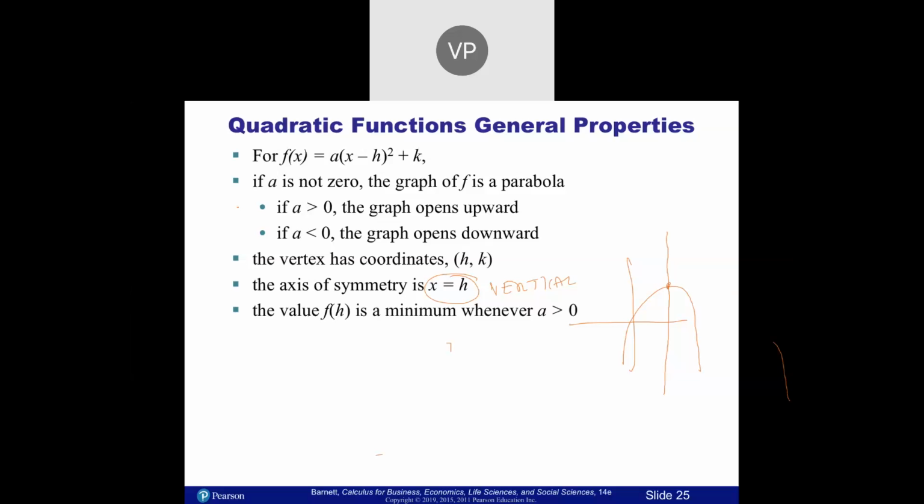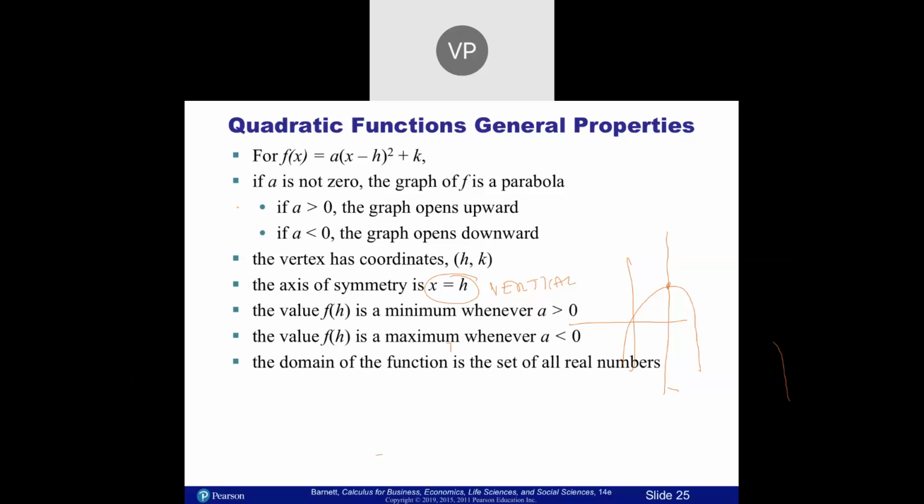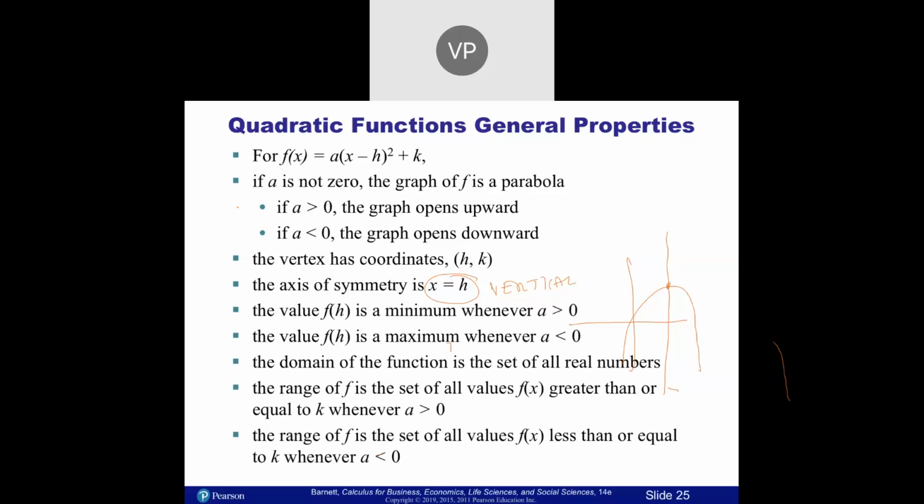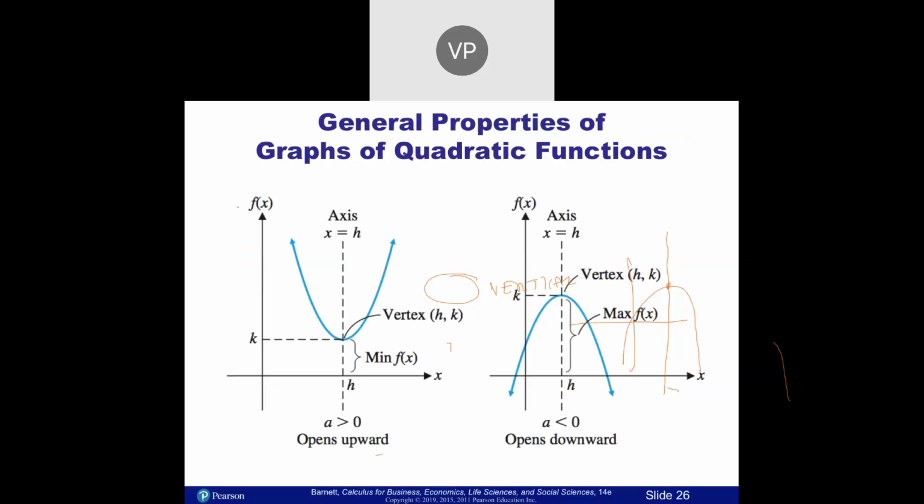And then the last part, you have a minimum whenever a is greater than 0. Remember, a greater than 0 is one where it points upwards, so your vertex is going to be a minimum. Whenever a is negative, it's pointing down, so your vertex is going to be a maximum. Our domain is always going to be all real numbers for a standard parabola, and then your range depends on what your vertex is and if it points up or down. So it depends on that. You see a couple shortcuts right here. Then we'll look at a couple of graphs.